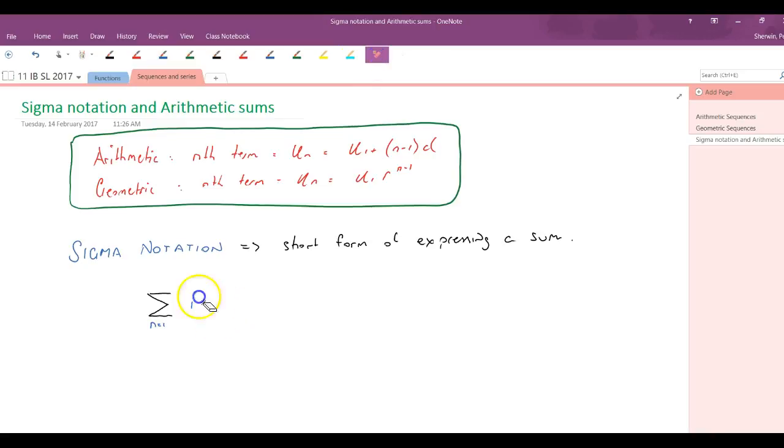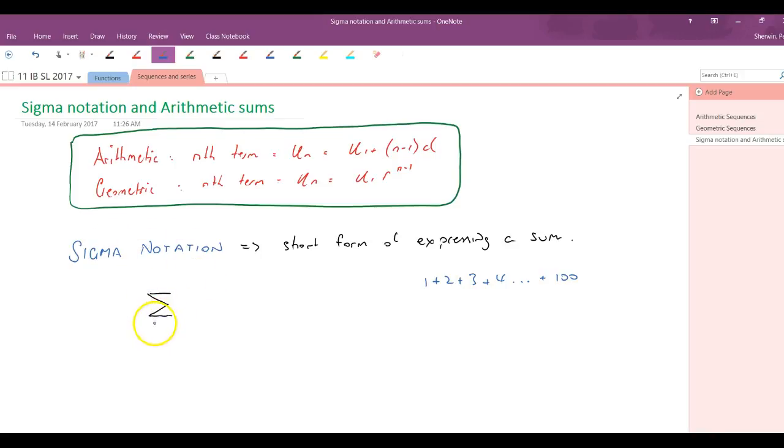Let's say we've talked about it being a shortcut of expressing a sum. So let's have a look at a sum. It goes on for a while, because there's no point having a shortcut for a sum that goes 1, 2, 3. We don't need a shortcut for that, but we sure do if we want to express a sum that goes from 1 to 100. Okay, so how would we do that? Well, this is how we do it.